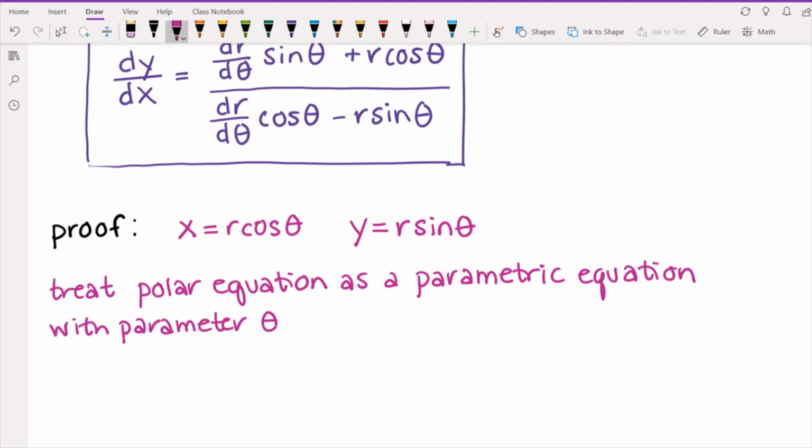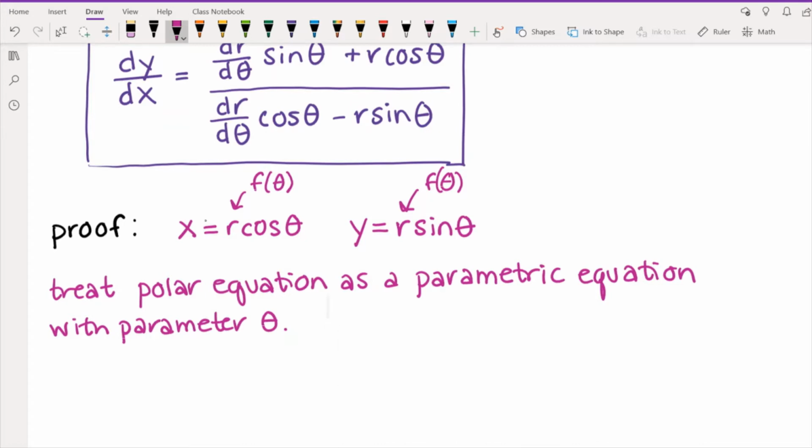I know that's probably a little bit confusing, but basically, why does that work? Well, remember that r is also a function of theta, right? R is some function of theta, and same thing here. And so really, we can express x and y entirely as a function of theta. It's really not too different from what we were doing with parametric equations, where we were expressing x and y as functions of t.